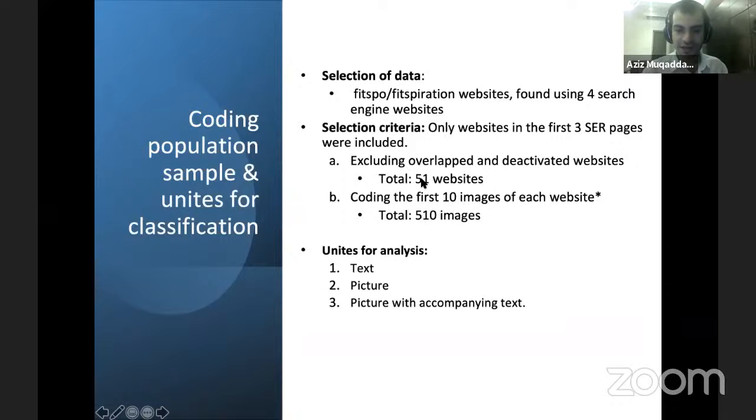So obviously 10 out of 51, like 10 times 51, they ended up with 510 images, right? So this is a sample, right? If they did all the images of each website, that would be a census. So you get the population sample for analysis. That's what they mean when you do something like this, right?